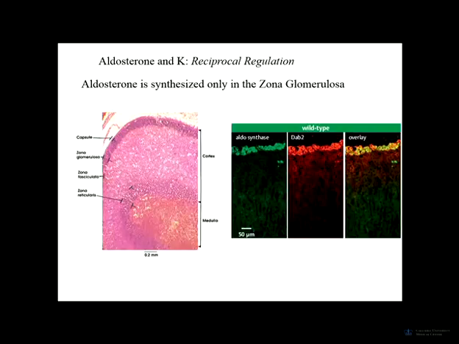There are very few cells, as you see, maybe 10 cells thick here. Then there is the fasciculata, which produces cortisone and corticosteroids, then the reticularis, and inside there is the medulla, which produces epinephrine. This is the adrenal cortex, and the adrenal medulla is here. So this is the region that produces aldosterone. Here is a staining for aldosterone synthetase, and you see it's only present here.